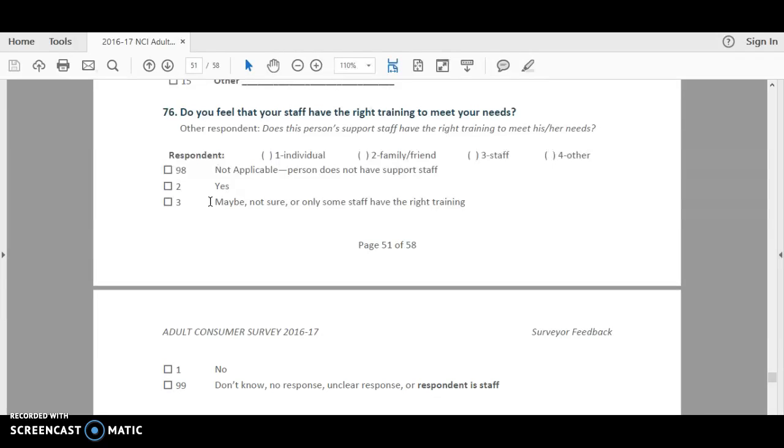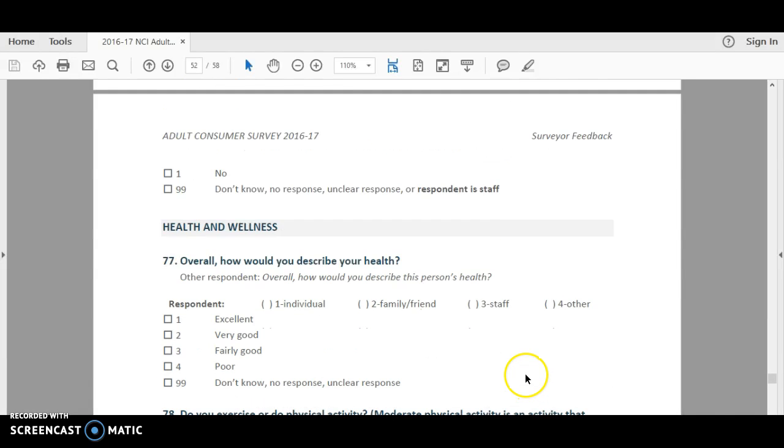Question 76 is whether the person feels the staff have the right training to meet their needs. Just a note, as always, if the person who's responding is a proxy respondent and that person is this person's staff, you're going to check off that 99 response.